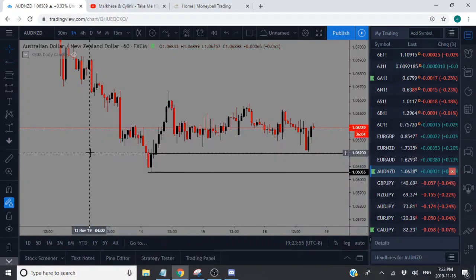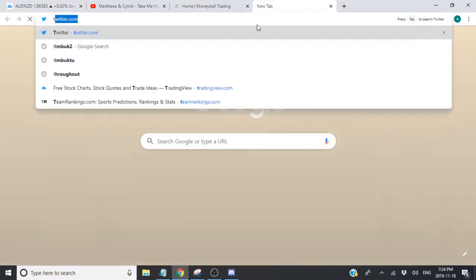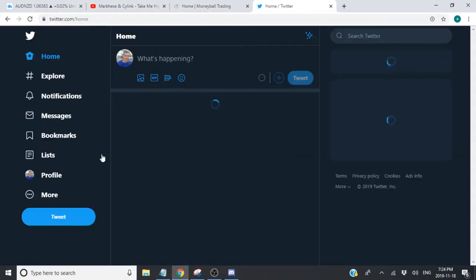Well, you might be thinking, why do we want these strong imbalances? Well, it's because we want these strong movements. And actually, I made a post about this. It's actually pretty good. Hold up.